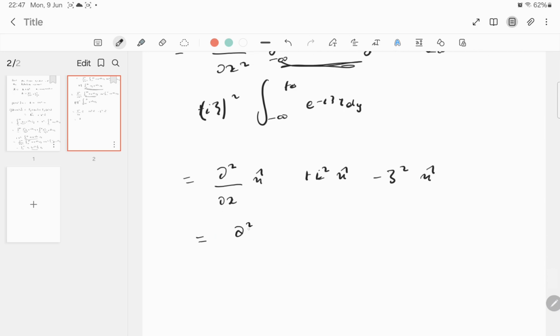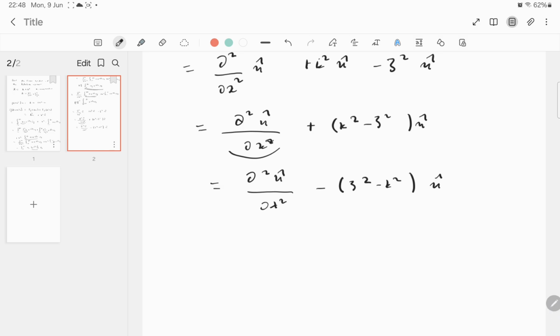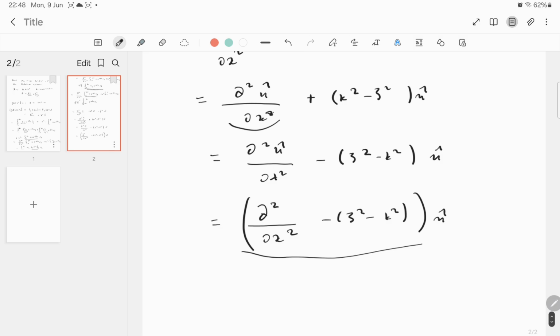So that's the second partial derivative of u hat with respect to x squared, plus k squared minus xi squared times u hat. Or I can do one more step. I rewrite this term underneath. I can take a minus 1 as a common factor, and that's going to be xi squared minus k squared of u hat. And this I can write in this way, u hat.